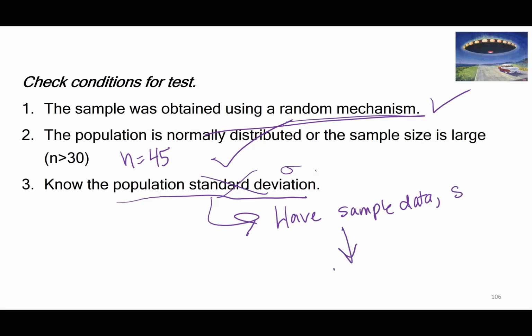So I'm going to use T-methods. Now, if I had said yes to number 3, I would have gone to Z-methods. But because I said no, but I have sample information, I can use T-methods.